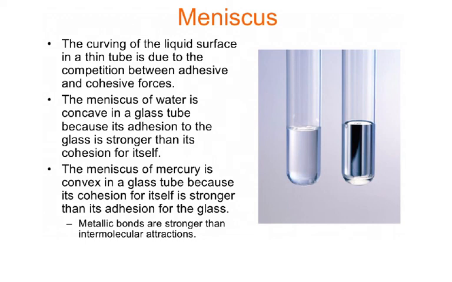You see, mercury would rather interact with other mercuries because the force of attraction between mercuries is known as a metallic bond, and they're way stronger than intermolecular attractions. A metallic bond is actually an intramolecular force, and that is way stronger than any intermolecular force.